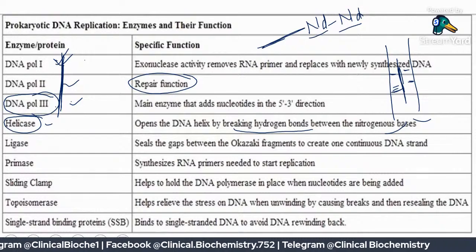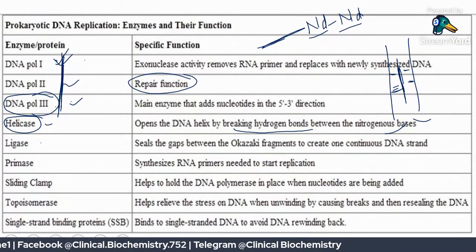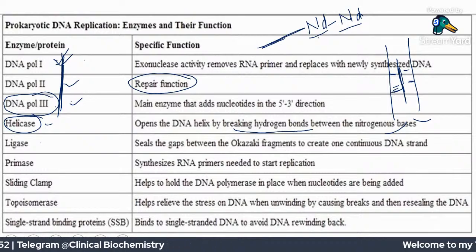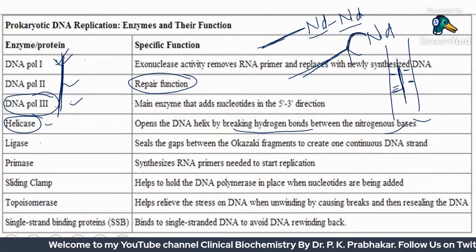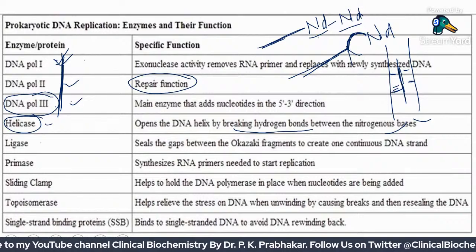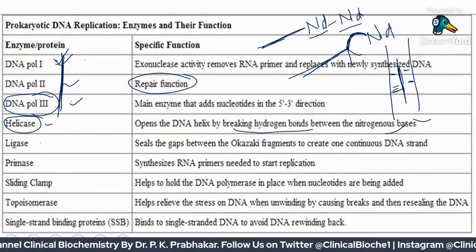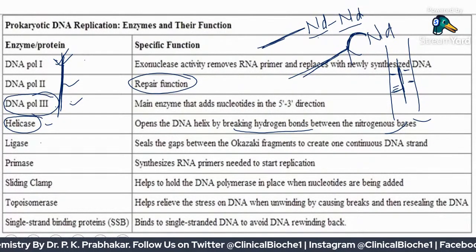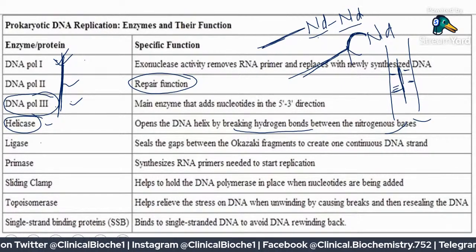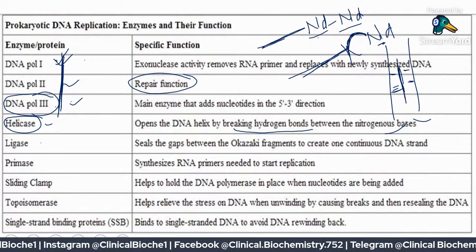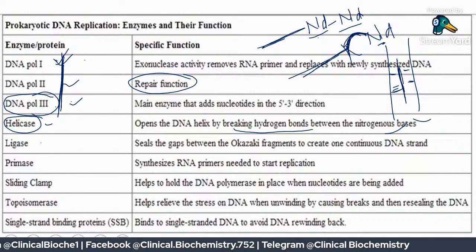Then we have ligase. Ligase enzymes normally join two nucleotides. This is one nucleotide, and this is your chain that is going to grow. So when a new nucleotide comes here, it should be added by a phosphodiester bond. So ligase joins different fragments of DNA, two different nucleotides, one nucleotide here and another nucleotide here, by a phosphodiester bond. That is ligation.